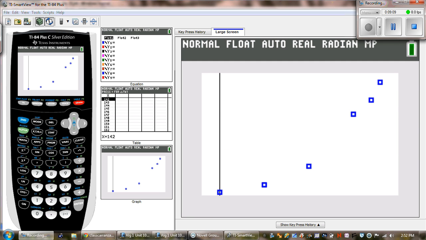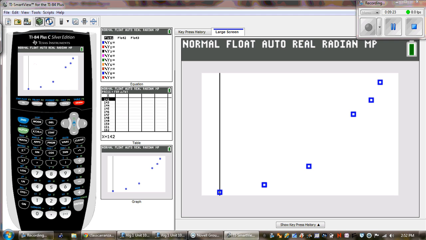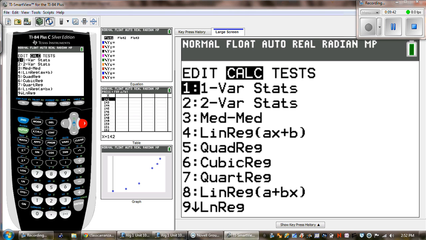Okay, so there's my graph. And if you want to see how I set my window up, there's my window. But is this showing exponential, or is this linear, quadratic, or exponential? I kind of just said it. Yeah, it's exponential. It's not a parabola. There's no U shape. And it's not linear. It's not a straight line. There's a curve to it. Okay? So I'm going to go ahead and calculate the line.